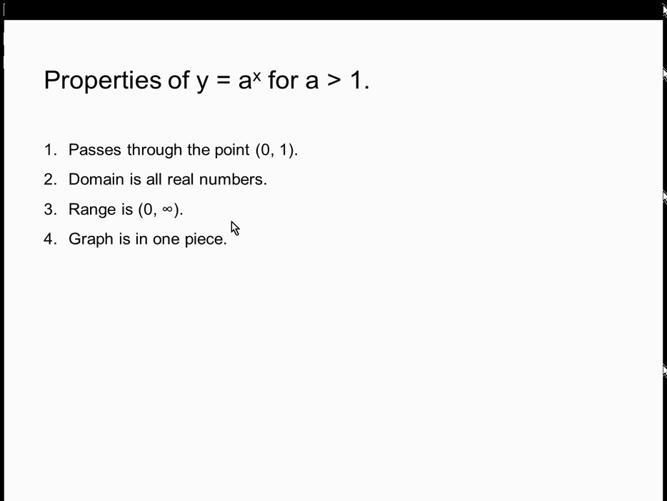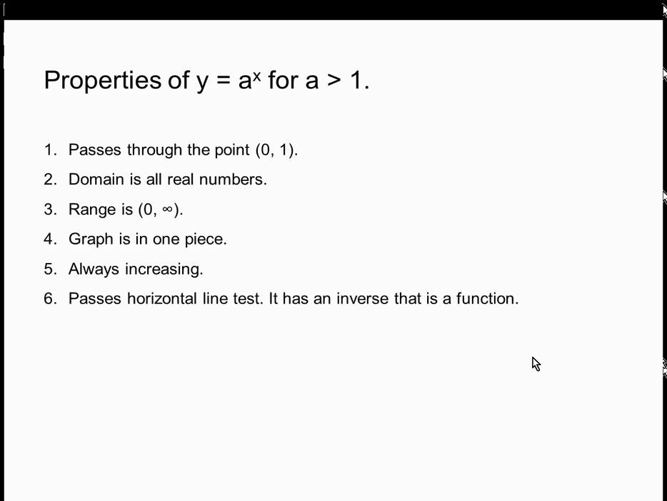Number 4, the graph is in one piece. That may not seem like a big deal, but remember, previously we did have graphs that were not in one piece. Number 5, it is always increasing. As you read from left to right, it is always going uphill. Number 6, it passes the horizontal line test, so it has an inverse that is a function. We'll actually see the inverse in the next section.